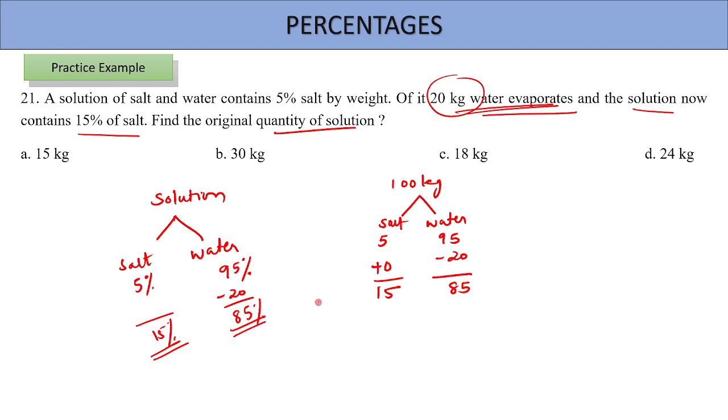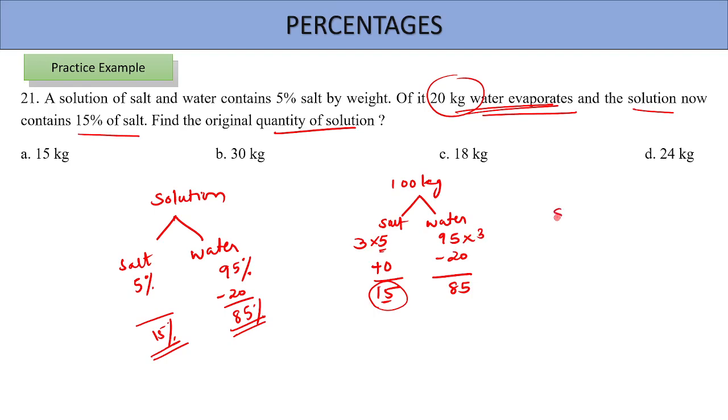So I am adding or removing zero quantity of salt. But this value I am getting 15, and here there is a 5. So with what value should I multiply this 5 so that I should get the same 15? I will multiply this 5 with 3. If I am multiplying this 5 with 3, I will also multiply the water with 3.